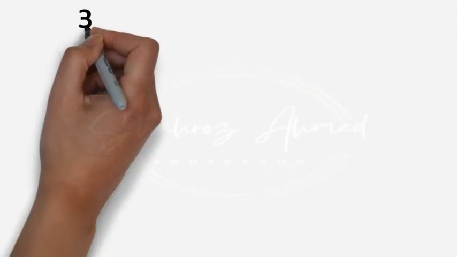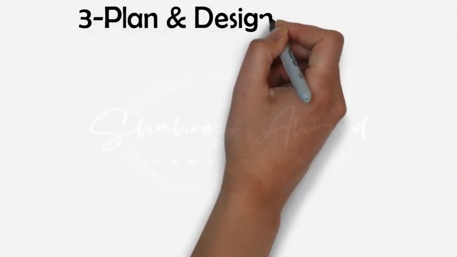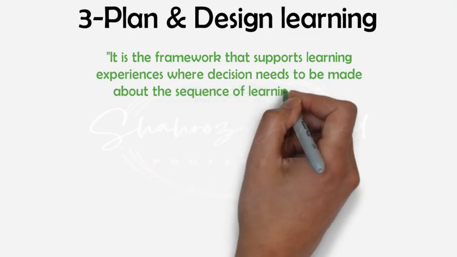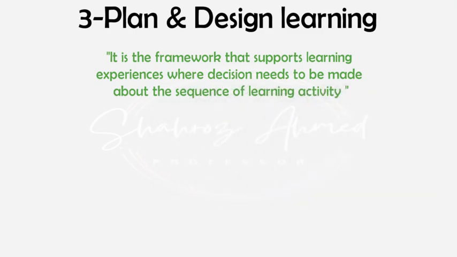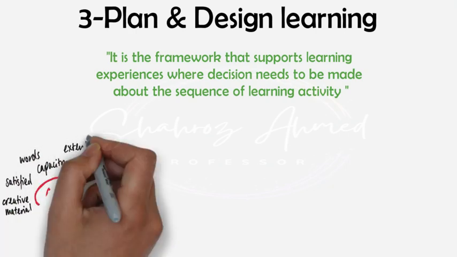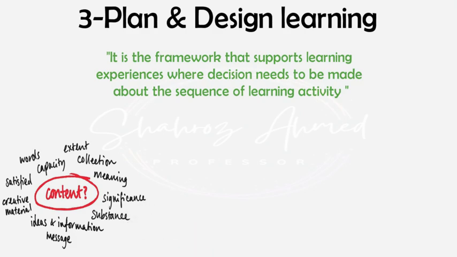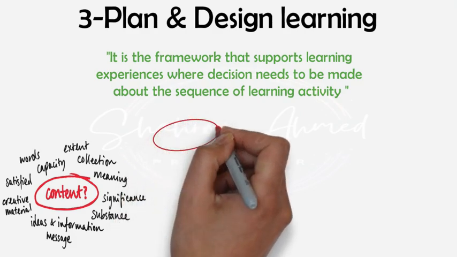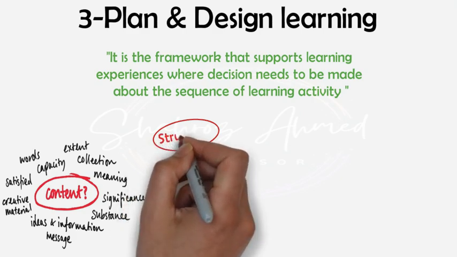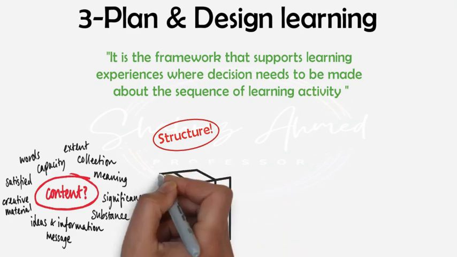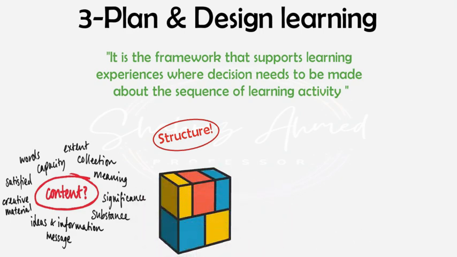The third component is plan and design learning. It is the framework that supports learning experiences where decisions are to be made about the sequence of learning, that is, what should be trained first and what should be after it. What should be the content of the training, what words, capacity, creative material, ideas and information message, and then it is about the structure. What will be the structure of training, from where to start and from where to end the journey of a particular topic.